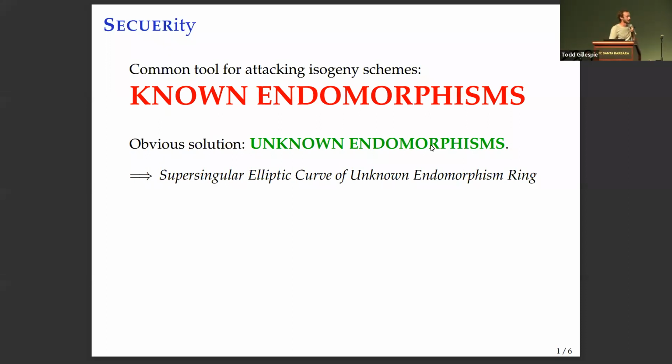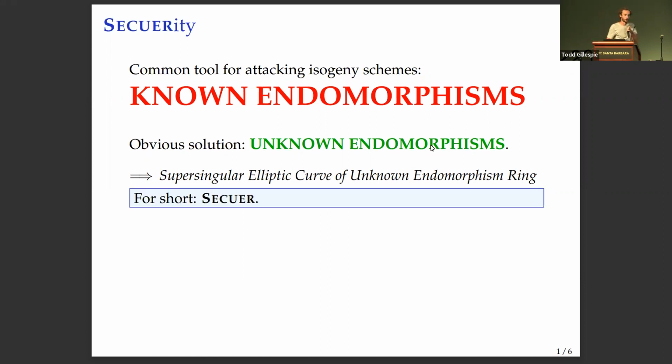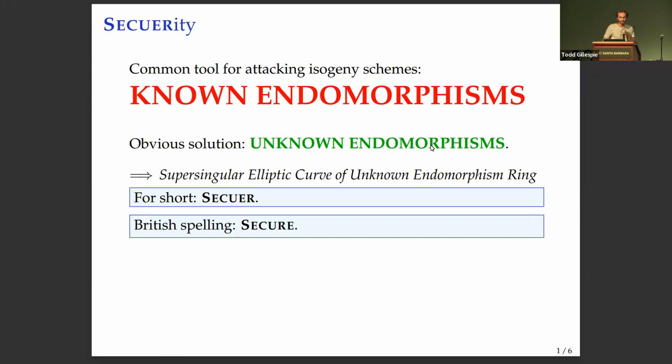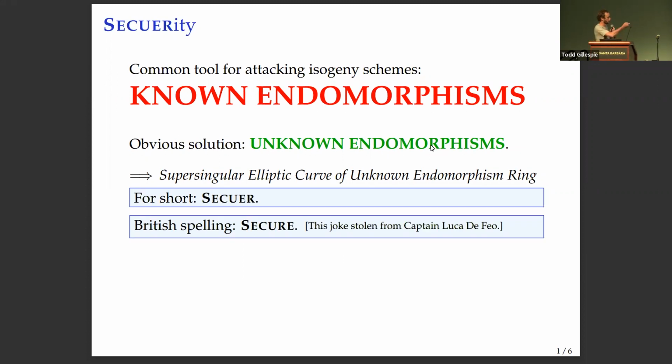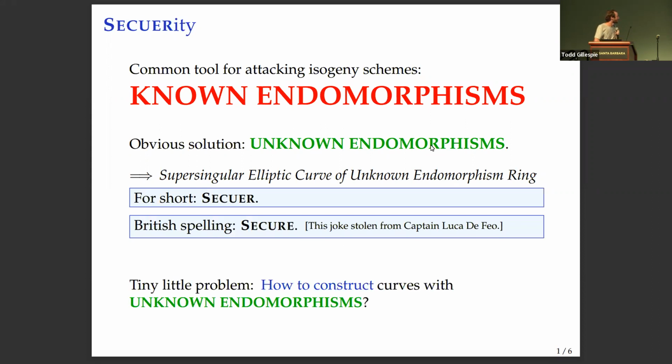We label this as supersingular elliptic curve of unknown endomorphism ring because that's what it is. And if you take the first few letters of each word here, you get an acronym. It's called a SECURE. And if there's anybody in the audience who's British, the spelling is secure. This is the one joke, I'm sorry. It's actually also stolen from Luca De Feo, Captain Luca De Feo, I must say. So I wish I had made it up on my own, but I didn't.